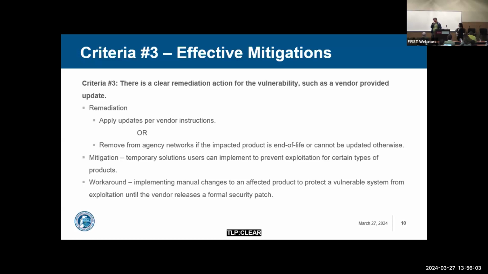TLDR, if there's a patch and it's easy to apply and you don't have to jump through a bunch of hoops and do a bunch of configuration, cool, you're going on the KEV. If it's crazy complicated and you're going to make people do 3 days of work, you're not getting on the KEV. Or break something else.